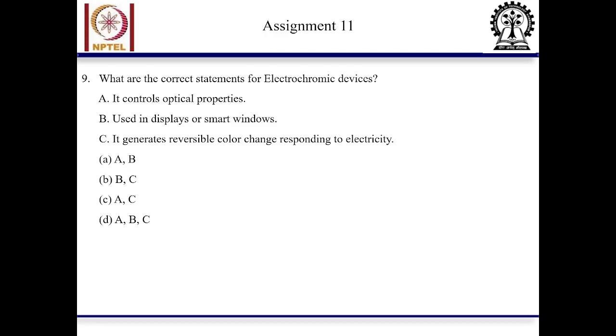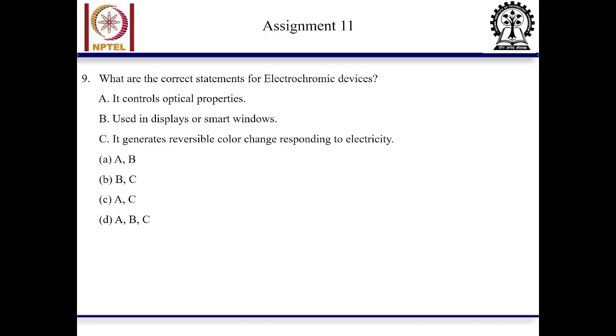What are the correct statements for the electrochromic device? It controls the optical property used in the display or smart windows. It generates a reversible color change responding to the electricity. So option A is, whether A or B are correct. B and C are correct. Option C is A and C are correct. Option D, A, B, C, all the options are correct.